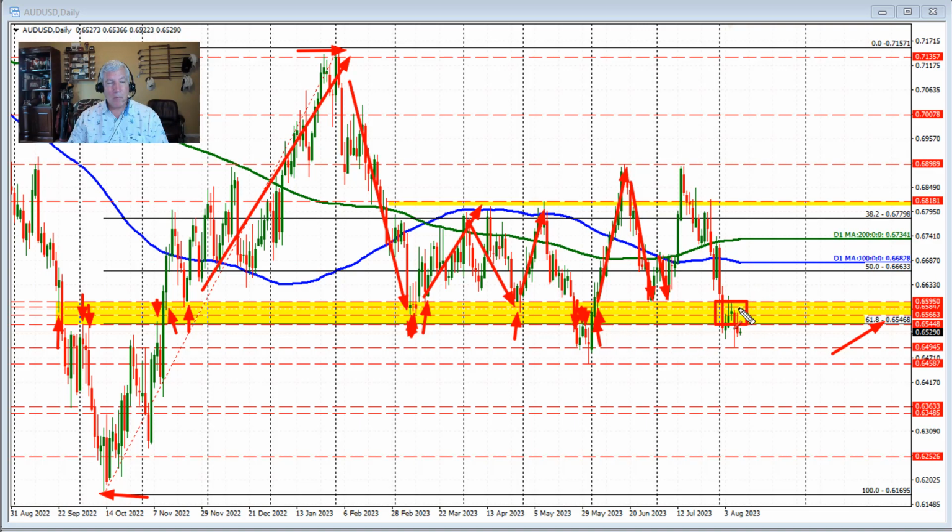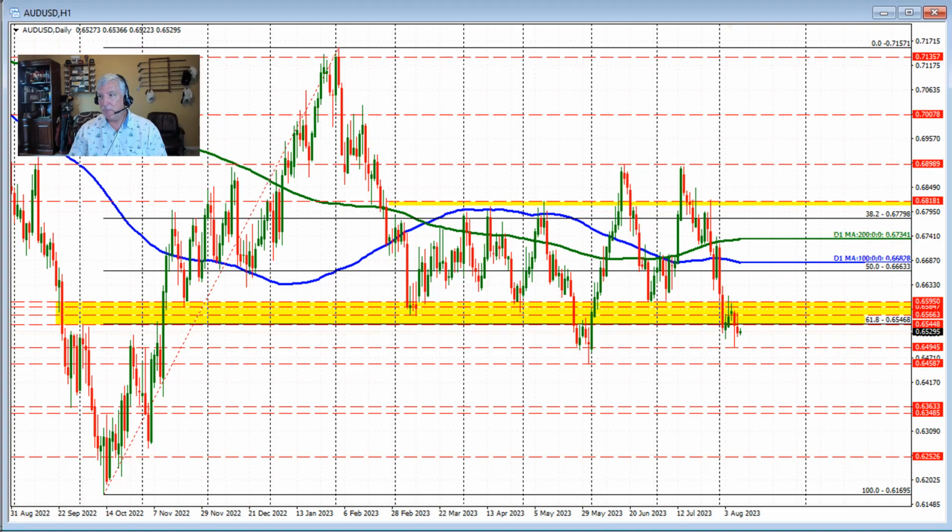If I were to put a wide risk level on this, it would be 0.6595. Stay below this yellow area, and the sellers remain more in control. We can hope for further downside potential with the low price for the month of August and the low price for the year as the next key targets. So that's the daily view for this currency pair.